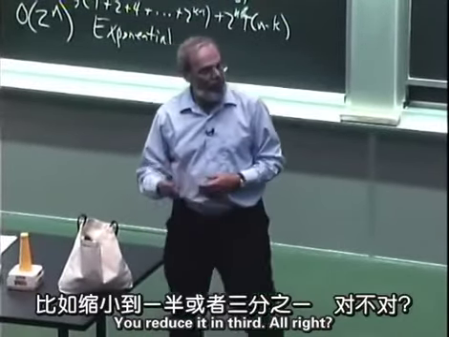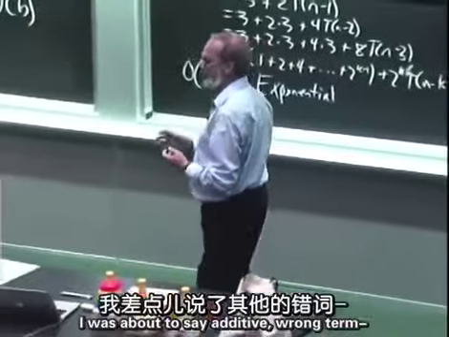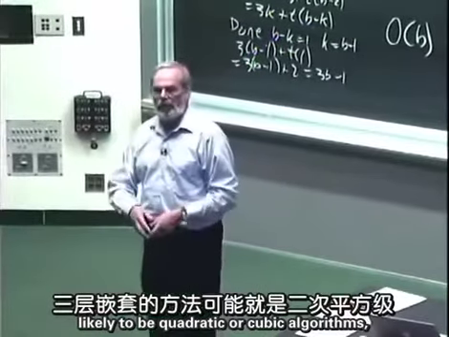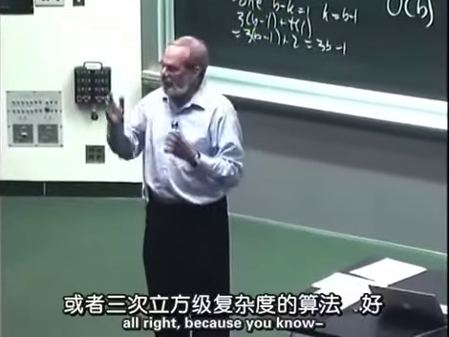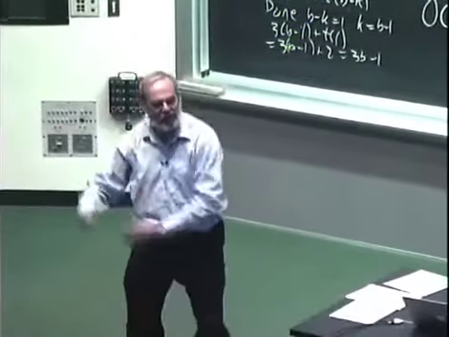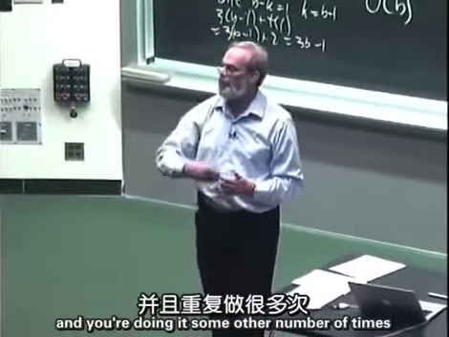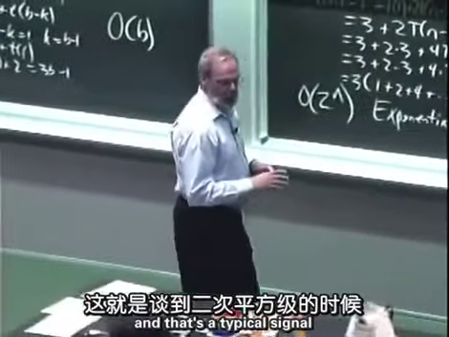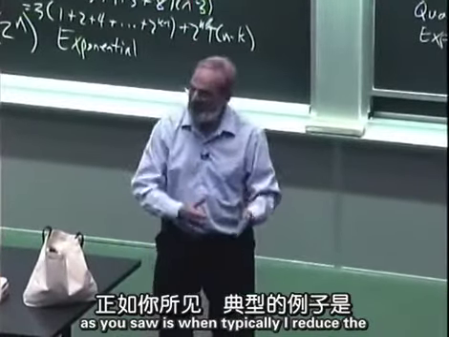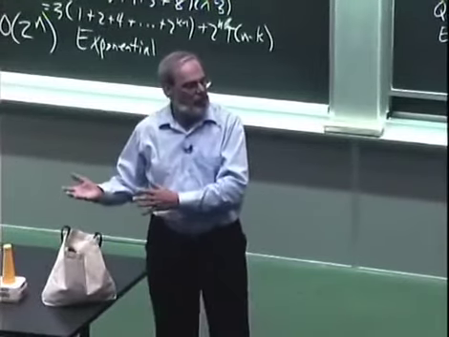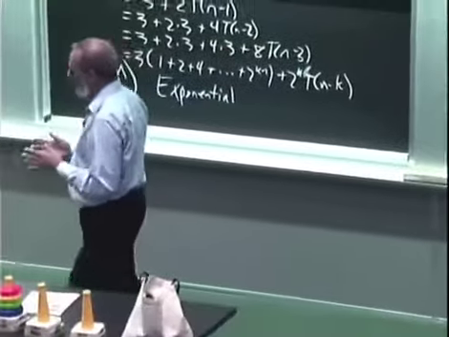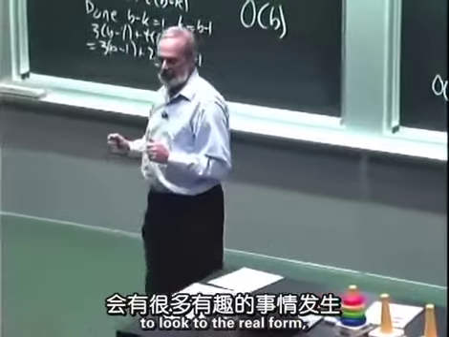Quadratic algorithms tend to have this, I was about to say additive, wrong term, but doubly nested, triply nested things are likely to be quadratic or cubic algorithms, right? Because, let me not confuse things. Double loop, quadratic algorithm, because you're doing one set of things and you're doing it some other number of times. And that's a typical signal that that's what you have there. Okay? And then the exponentials, as you saw, is when typically I reduce a problem of one size into 2 or more subproblems of a smaller size. And you can imagine this gets complex, and there's lots of interesting things to do to look at the real form, but those are the things that you should see.